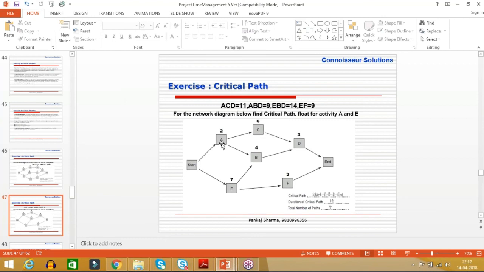A is one activity, C is another, D is another. For example, let's say there is a work package. To accomplish a work package, you need A, C, D, and B. To accomplish another work package, you might require E, B, D, and F.